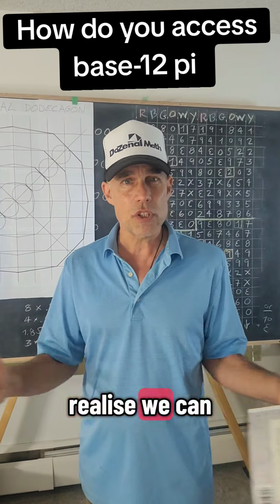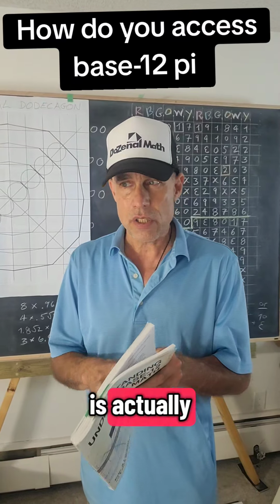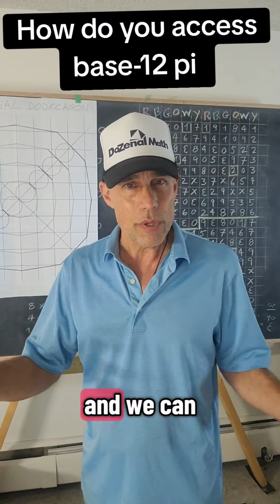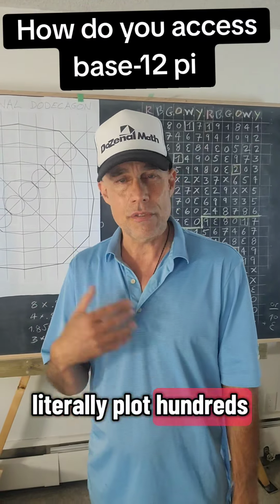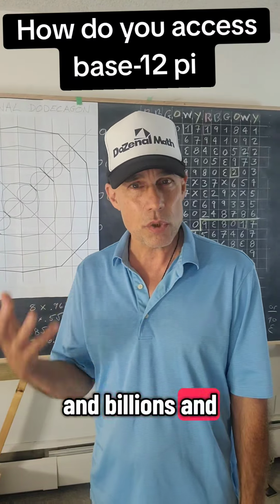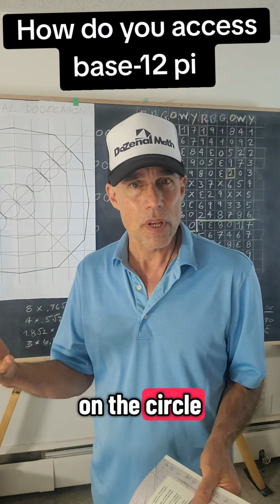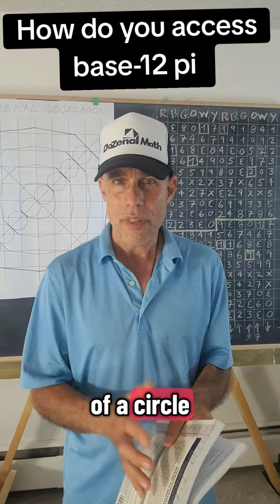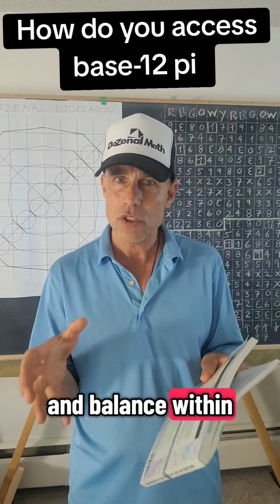And then we realize we can just keep going, and that we're actually building the geometry of the circle from the inside out, and we can literally plot hundreds of thousands of millions and billions and trillions of points on the circle. And this allows for the perfect division of the circle and the creation of a circle that has symmetry and balance within its structure.